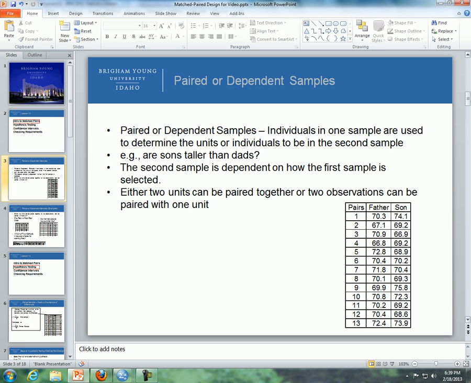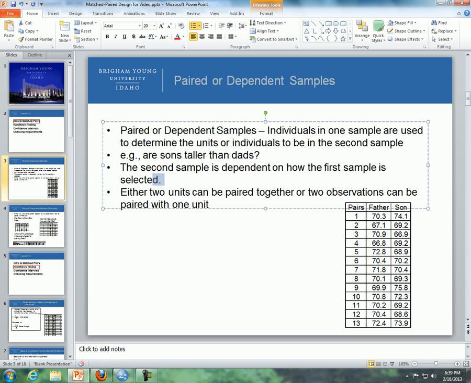So basically, individuals in one sample are used to determine the units or individuals to be in the second sample. So if you look on the bottom right, you see a set of data where we have 13 sons and 13 fathers. So we can ask the question, are sons taller than dads? If we take a random sample of 13 sons, hopefully it makes sense that automatically the dads will be selected. So the second sample is dependent on how the first sample is selected, meaning in this case, the father's sample is dependent on the son sample.